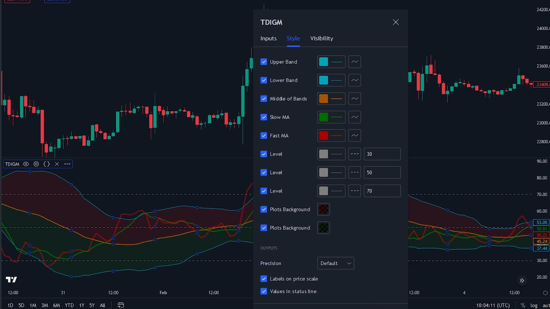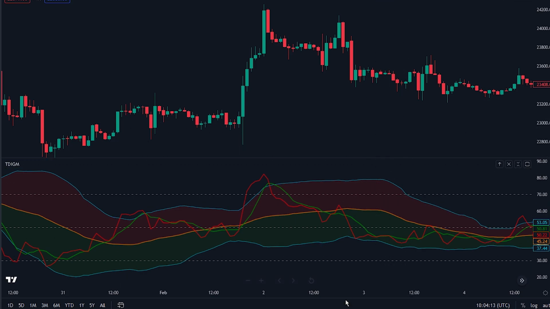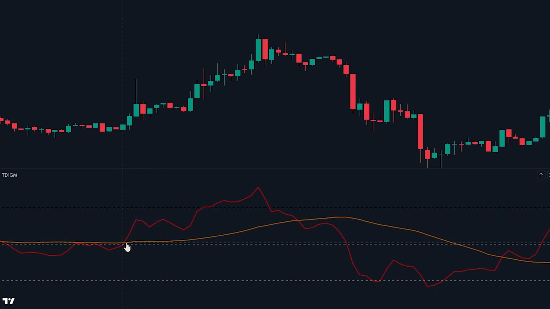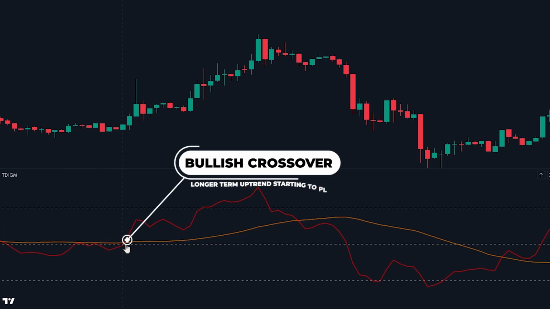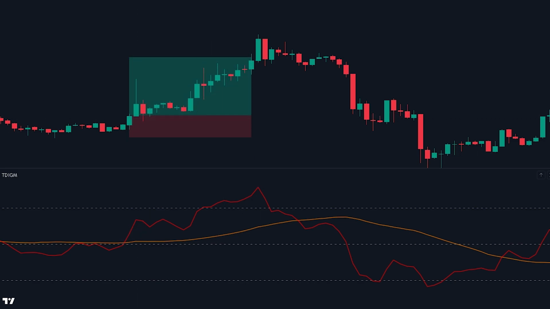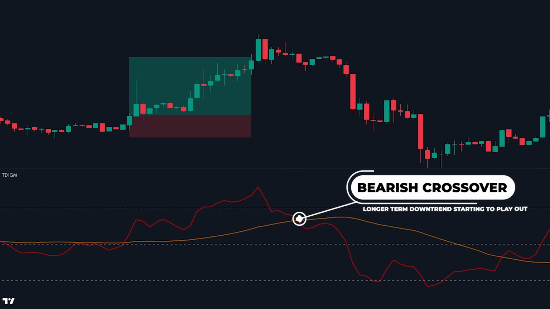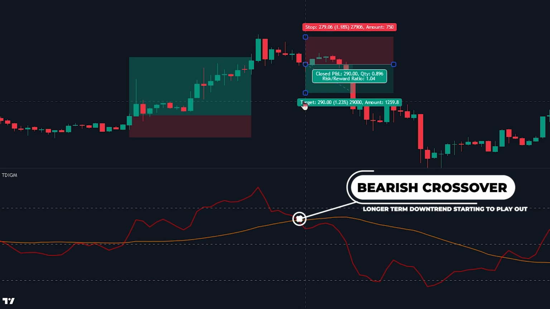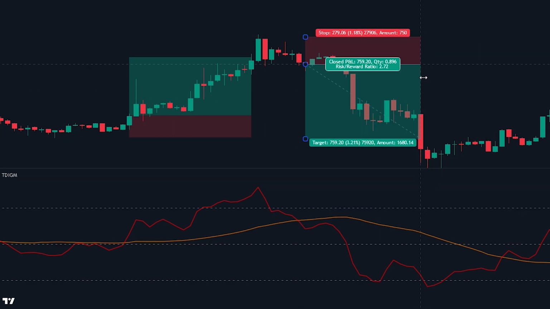Now let's take a look at how the indicator can be used to enter into positions. The first method of reading the indicator is by looking for a crossover of the middle orange line with the red RSI line. If the red RSI line crosses above the orange line, this indicates that there is a longer-term bullish bias starting to play out, which signals that it is a good idea to enter into a buy position. The opposite is true if the red RSI line crosses below the orange line, then this indicates that the market has switched to a longer-term downtrend, indicating that it is a good idea to enter into a sell position.